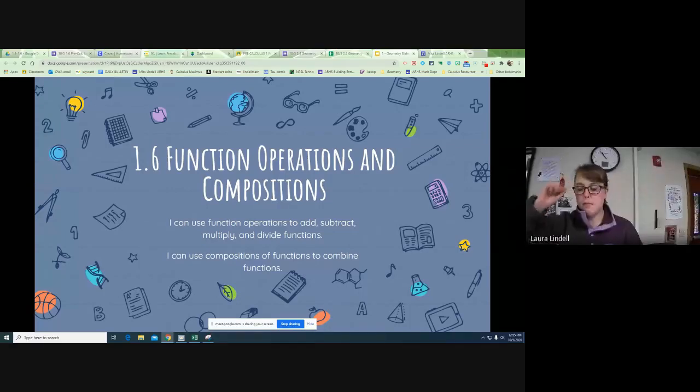Right, so grab a piece of paper and a pen or your notebook or whatever you're using to take notes, and here we go. 1.6, function operations and compositions. We're going to use operations to add, subtract, multiply, and divide functions. And we are also going to use compositions of functions to combine functions.